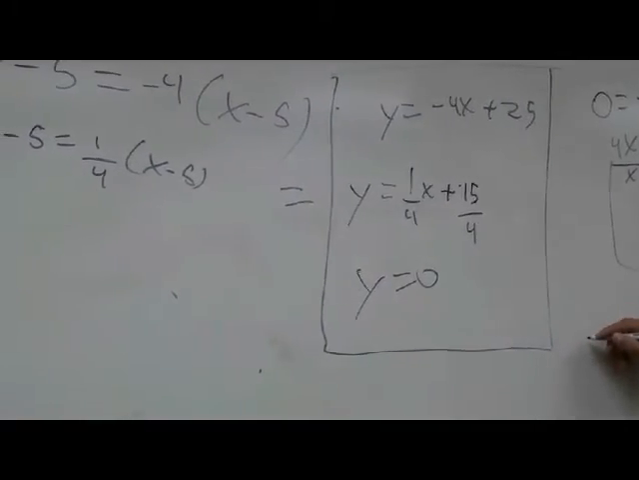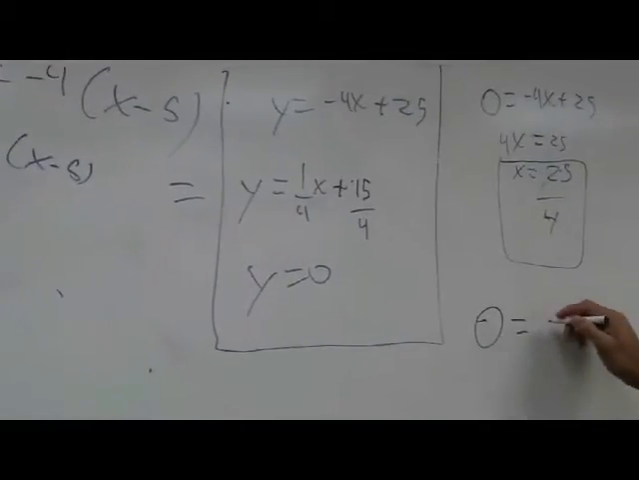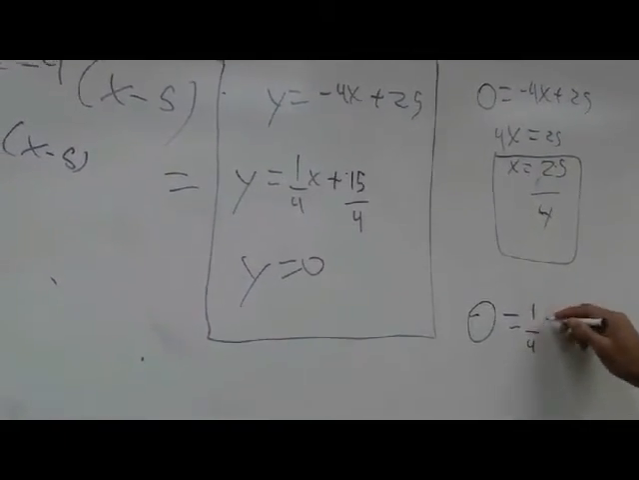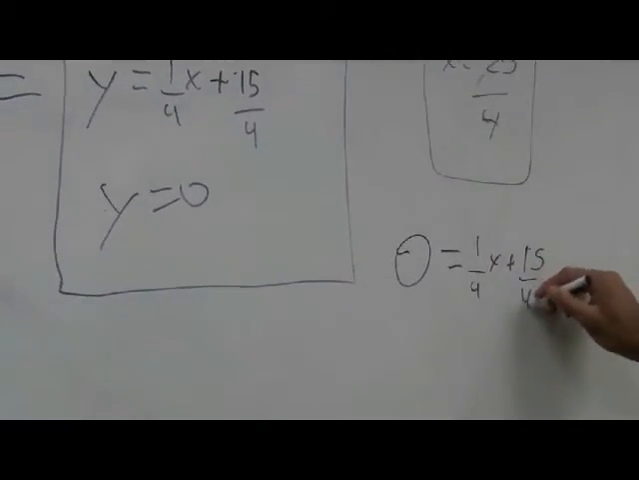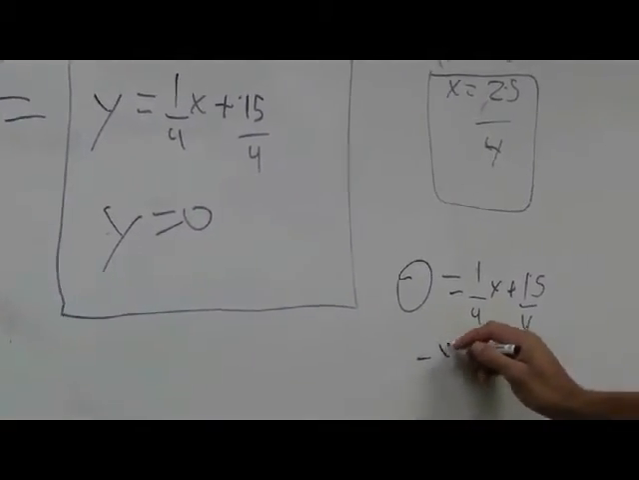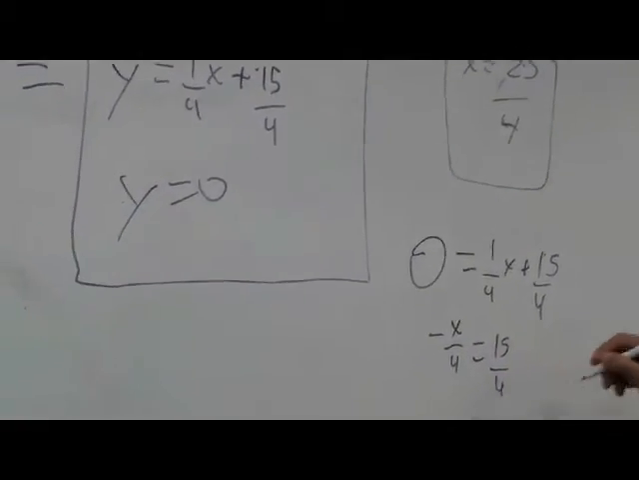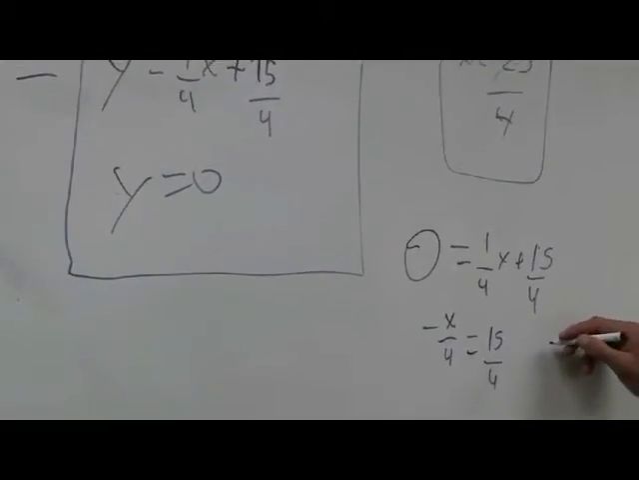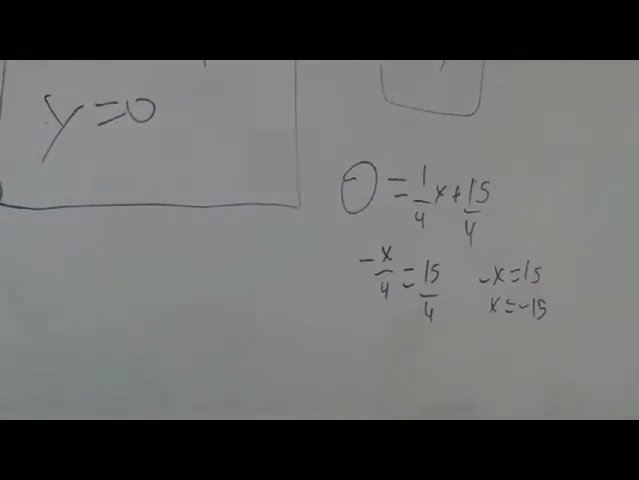When the y's are 0, so now we're looking for that x coordinate over there. So when the y's are 0, 0 equals negative 1/4 x plus 15 over 4, like this. Remember, all I did was plug in 0 for y. So negative x over 4 equals 15 over 4, which makes, multiply both sides by 4, negative x equals 15. X equals negative 15. I don't know why this didn't work as well when I saw this earlier.